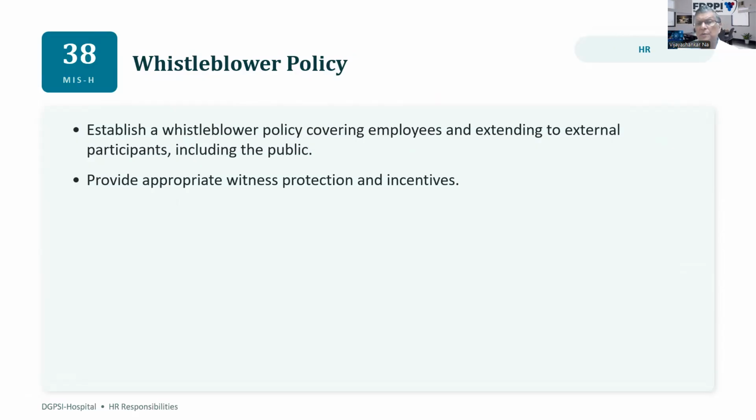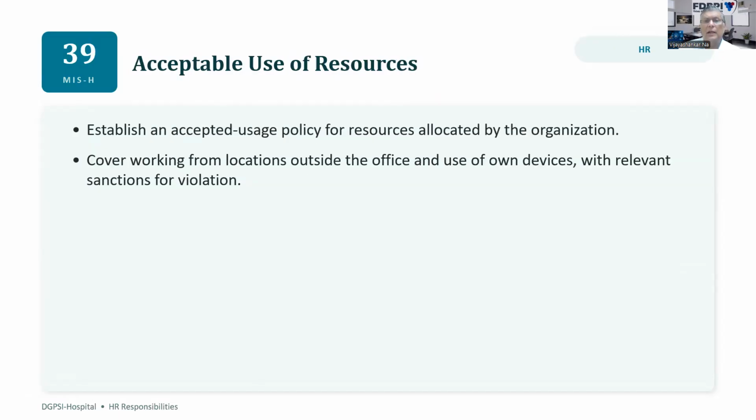Then there has to be a whistleblower policy as a support to the incident management policy. Establish a whistleblower policy covering employees and extending it to external participants, including the public. Provide appropriate witness protection and incentives. Then 39 is acceptable use of resources. Establish an accepted usage policy for resources allocated by the organization. Cover working from locations outside the office and use of own devices with relevant sanctions for violation.